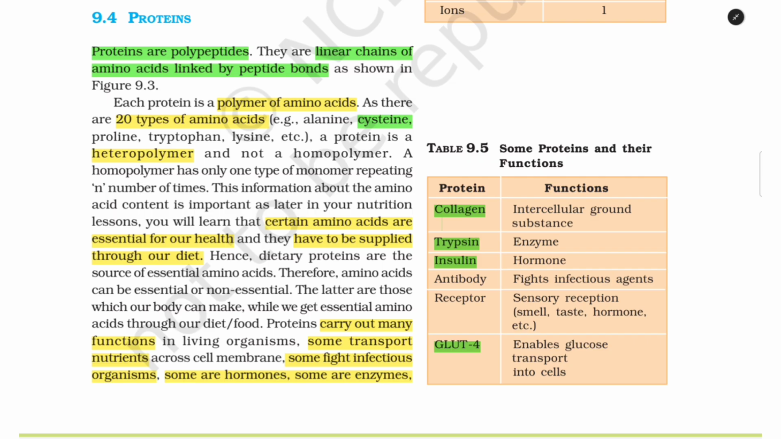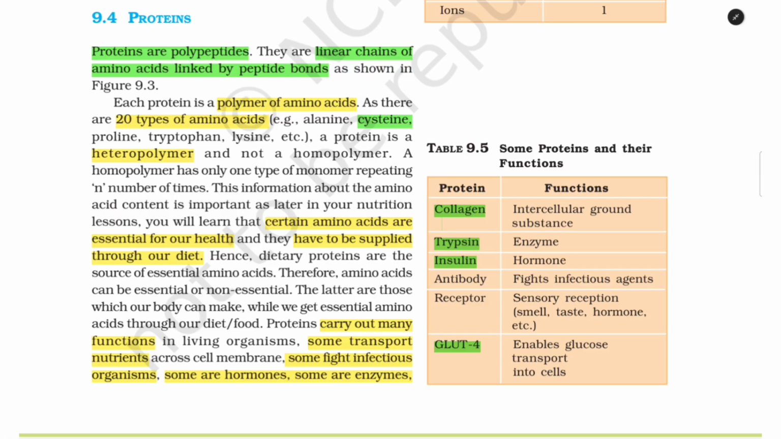They are linear chains of amino acids linked by peptide bonds as shown in figure 9.3. Each protein is a polymer of amino acids. There are 20 types of amino acids; examples include alanine, cysteine, proline, tryptophan, lysine, etc. A protein is a heteropolymer and not a homopolymer. A homopolymer has only one type of monomer repeating n number of times.